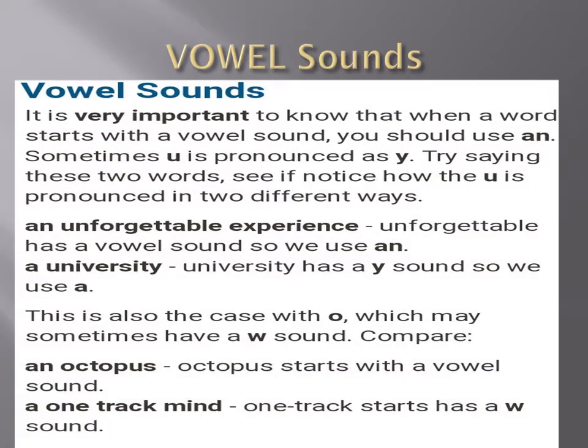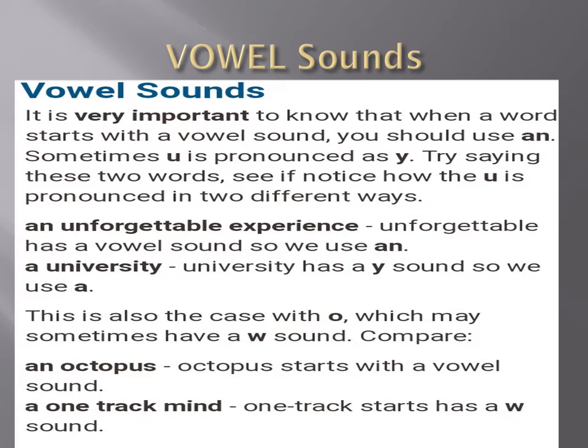Vowel sounds. It is very important to know that when a word starts with a vowel sound, you should use an. Sometimes U is pronounced as Y. Try saying these two words. Notice how the U is pronounced in two different ways. Number one is an unforgettable experience and number two is a university. Both words, unforgettable and university, start with U. Then why have we put an with unforgettable and a with university? Because unforgettable has a vowel sound, so we use an over here. But university has a Y sound, so we use a.